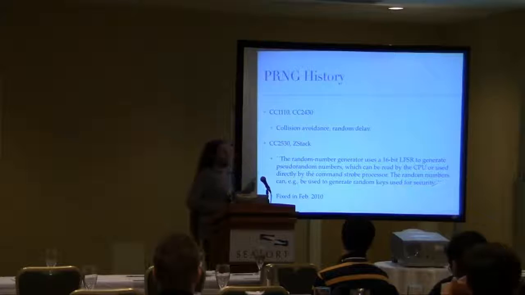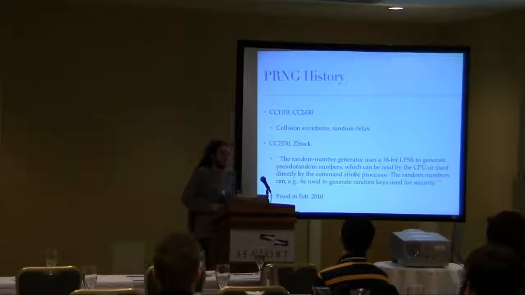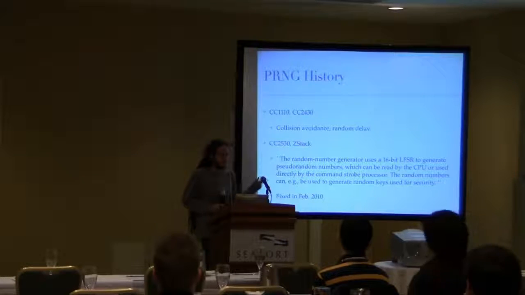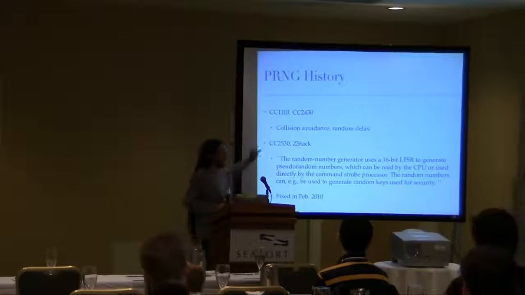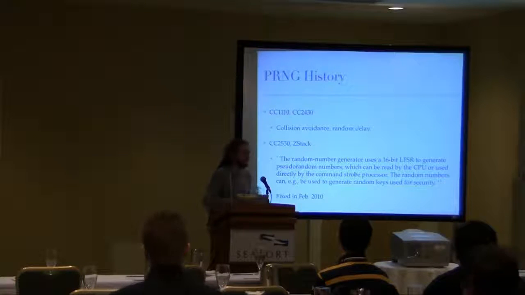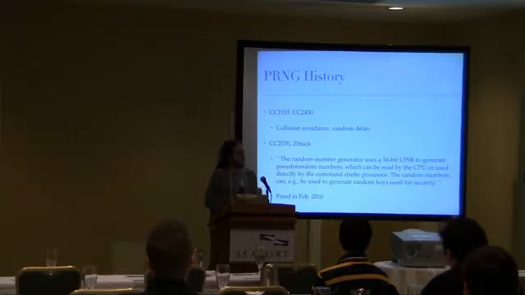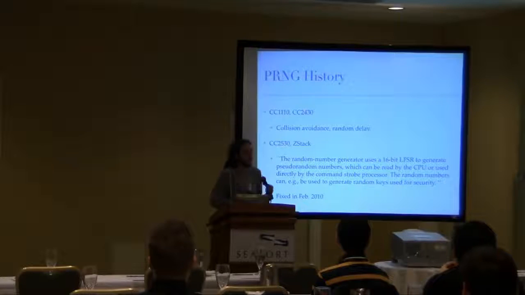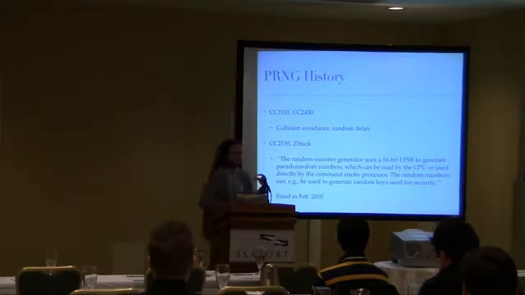The random number generator itself was documented first in the ChipCon 1110, 2430, and older single chip devices. As I showed you in the earlier slides, the first devices were a radio which could be set next to a microcontroller. This is the second generation of chips, the first ones that contain a microcontroller on the same die. It's an Intel 8051 clone.